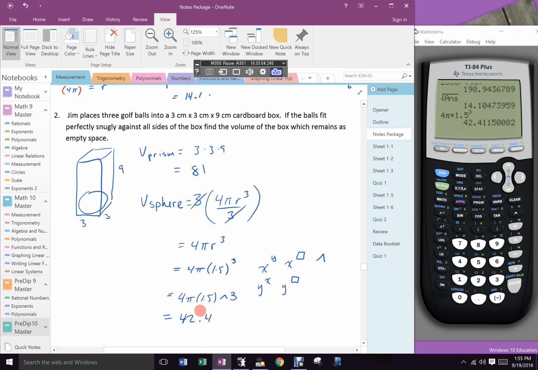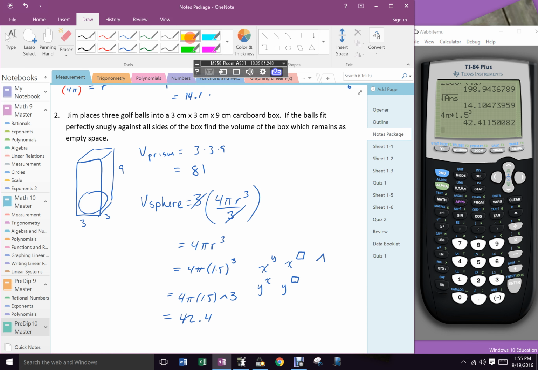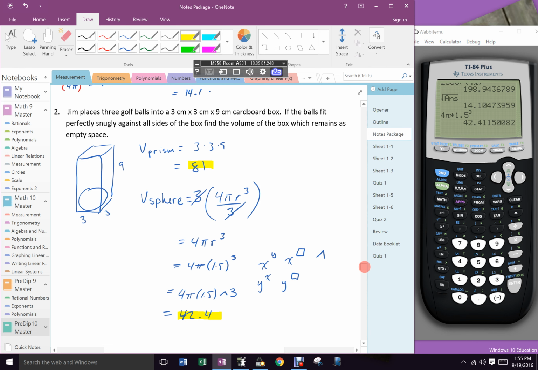Now what do I have to do? With those two highlighted numbers. Subtract it, because I'm looking for the empty space, right? I need the volume of the prism minus the volume of the spheres. And that gives me an answer of 41.38.6. Everybody cool?